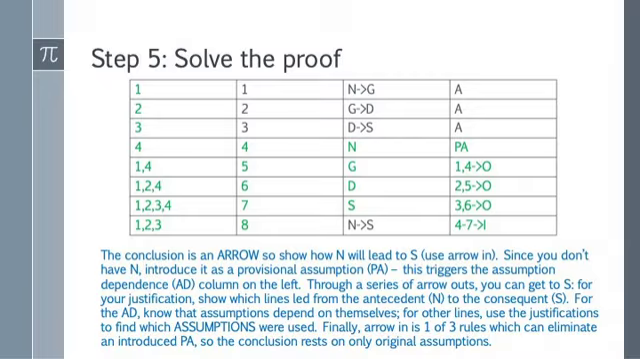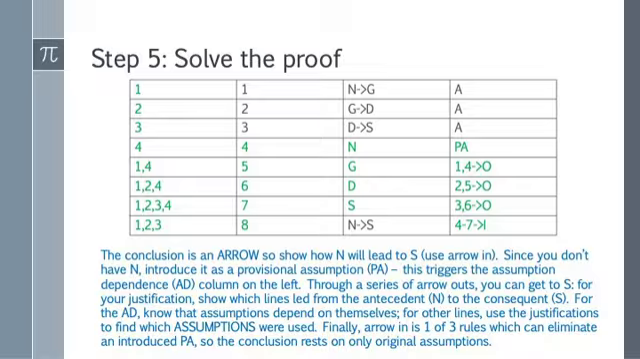This is where you keep track of all assumptions. Through a series of arrow outs, you can get to S. So now that you have N on line 4, you know that from line 1, it says if you have N, you'll get G. So then you can just do arrow out, right? You get the G on line 5 by just saying, well, line 1 has a conditional, and then line 4 gave me the antecedent, which is N. Therefore, I can get the G.